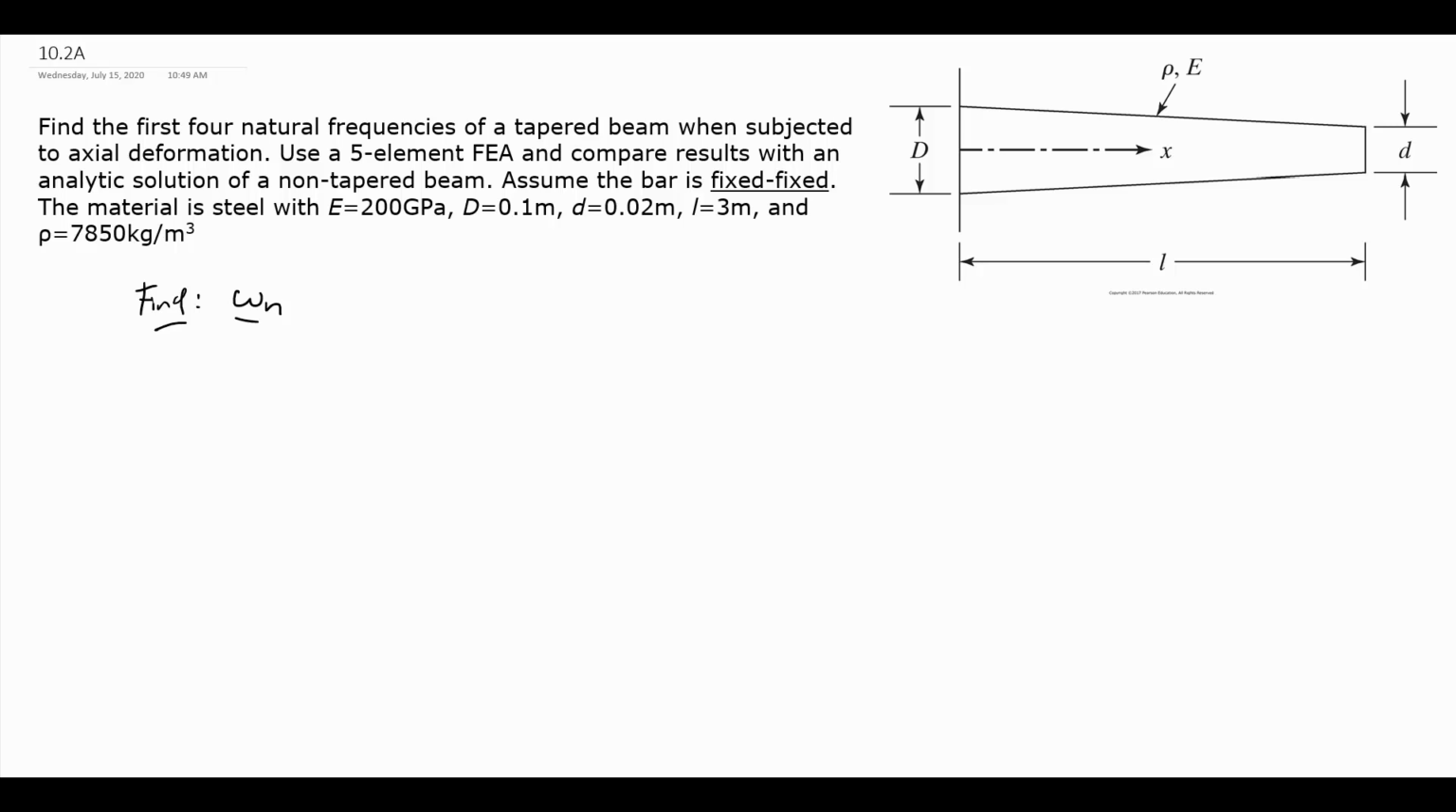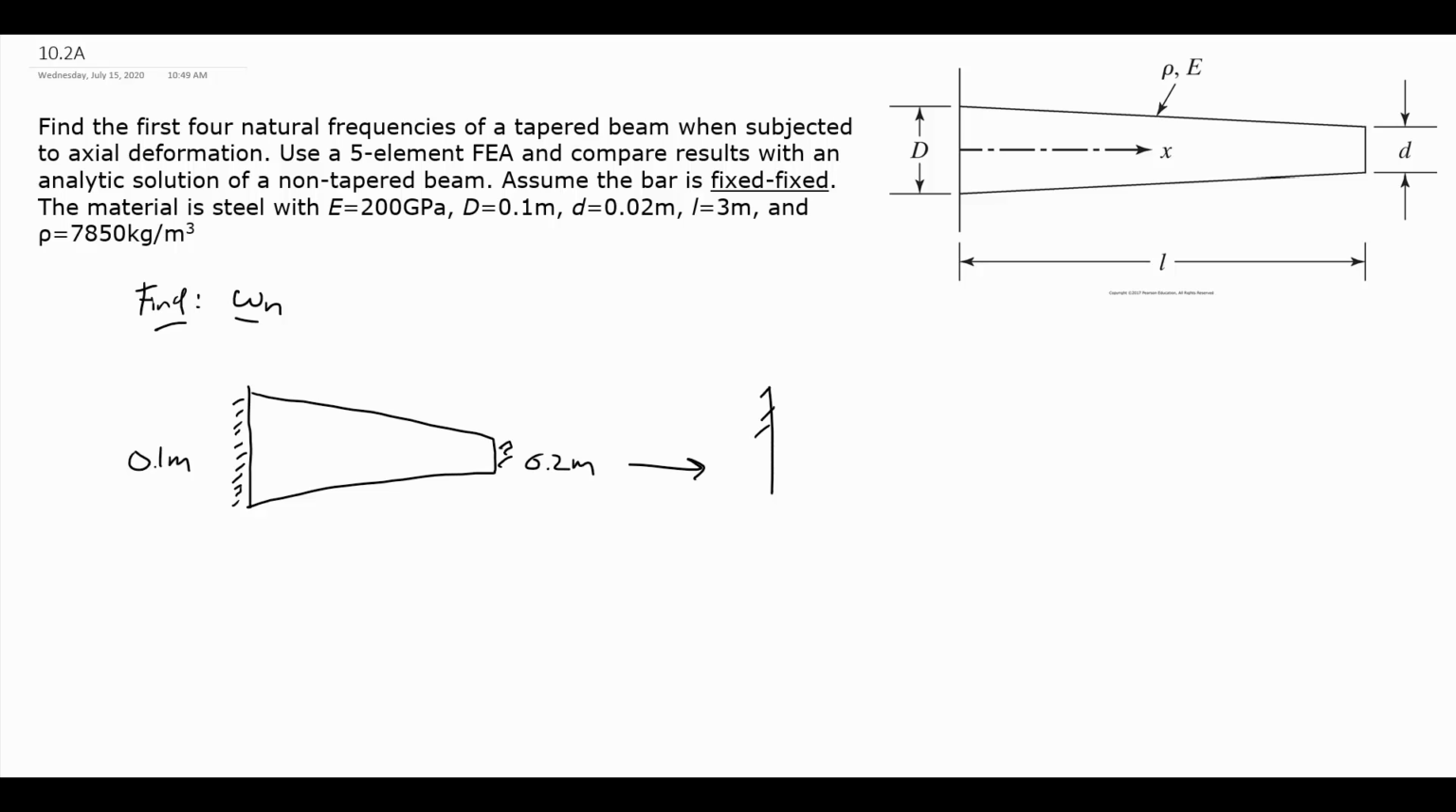So what we're going for is starting with this large diameter of 0.1 meters, and then we have this linearly decreasing diameter until we're at 0.02. And it's going to be fixed here, and that is going to influence our boundary conditions when we apply the FEA, and also when we take our analytic approximation of what the problem is. So we need to take this and turn it into a 5-element finite element analysis.